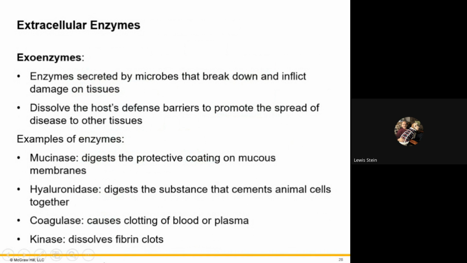There's a whole lot of this stuff. Yes. Okay, this might be a really stupid question, but does kinase make it like hemolytic? When you talk about hemolysis?